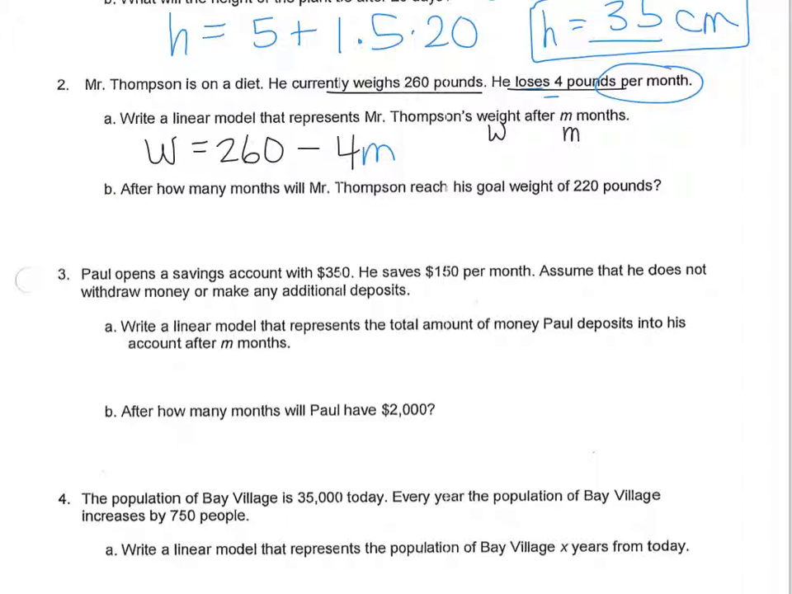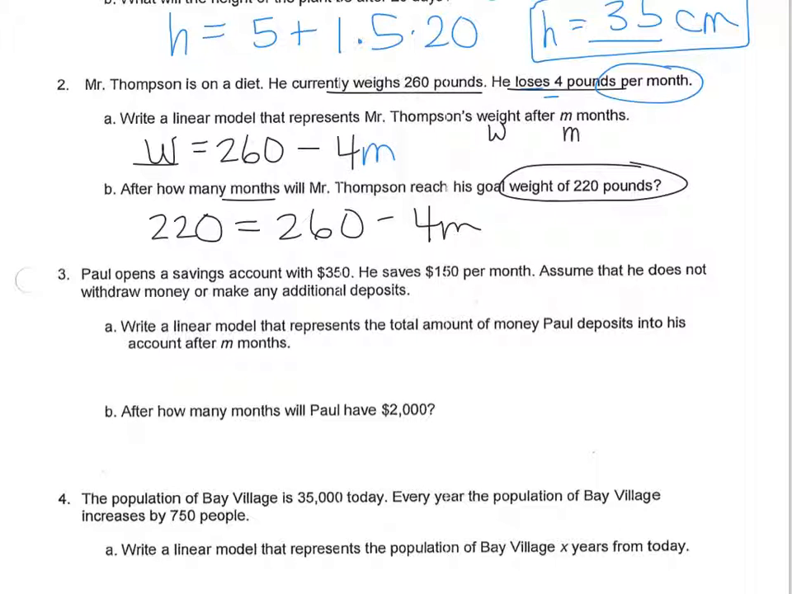Now part B, after how many months will Mr. Thomas reach his goal weight of 220 pounds? His weight is 220 pounds, and we want to find the months. So we're going to set W equals 220. So 220 equals 260 minus 4M. So M equals 10 months. You want to make sure you have a unit.